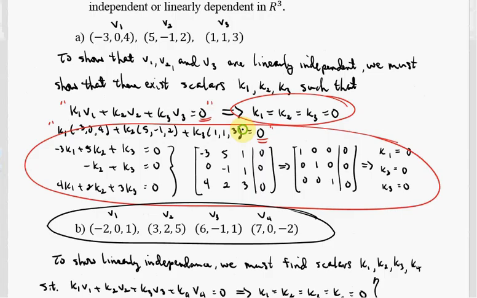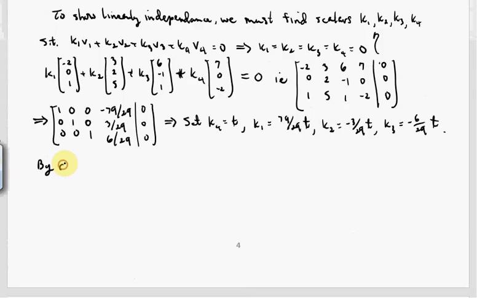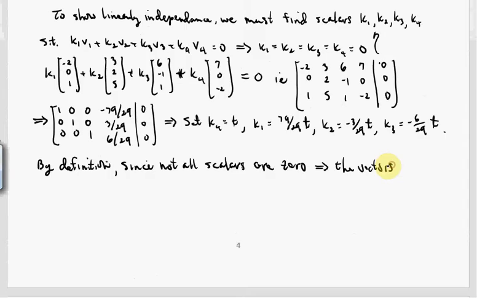So here, by definition, since not all scalars are zero, the vectors are linearly dependent. Good.